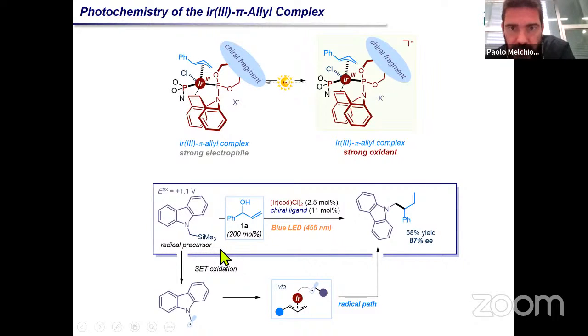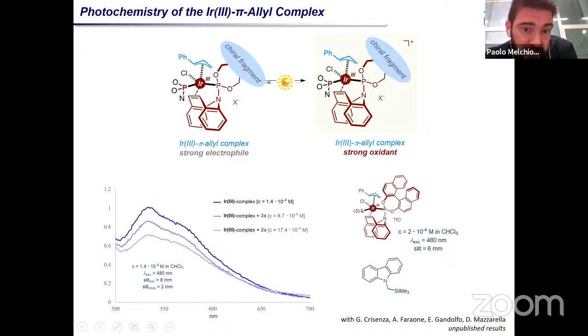So we tried also to get some information about the mechanism. We could isolate, as already reported by Carreira, the iridium 3-pi allyl complex. And then we studied the emission upon excitation of this organometallic intermediate. And we see that this emission can be quenched in the presence of this organic silane. This is a good backup, let's say, for the single electron oxidation of this compound leading to the formation of the radicals.